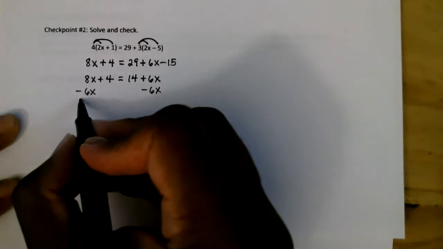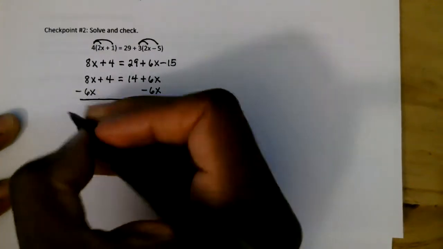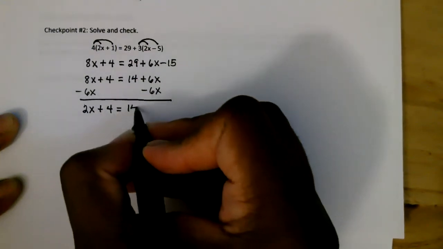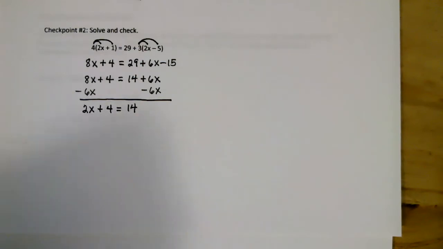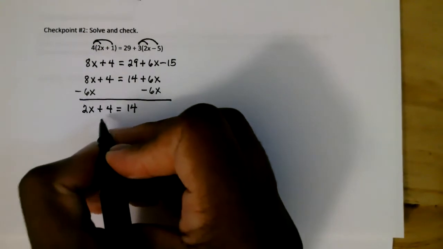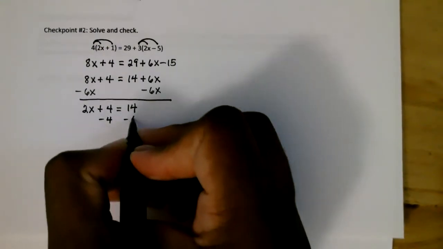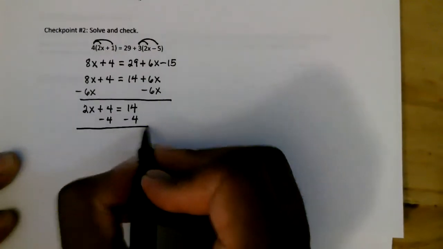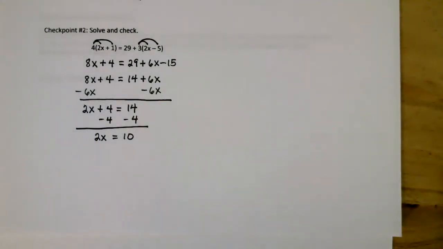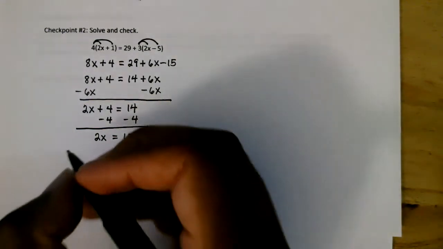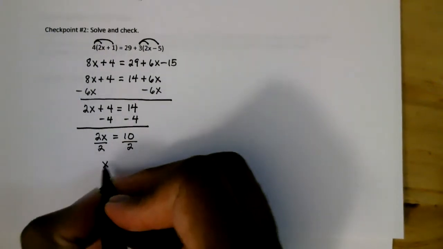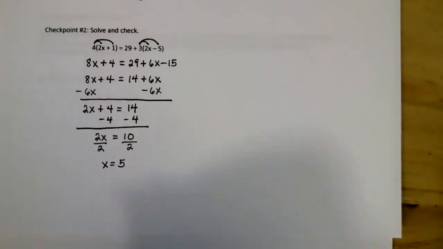So in this case, 8x minus 6x, that's going to be 2x plus 4, that's equal to 14. And then to get the 2x by itself, I'm adding 4, so I need to subtract 4 on both sides. So I will have 2x is equal to 10. And to get x by itself, I'm multiplying it by 2, so I need to divide both sides by 2. So that means x is equal to 5.